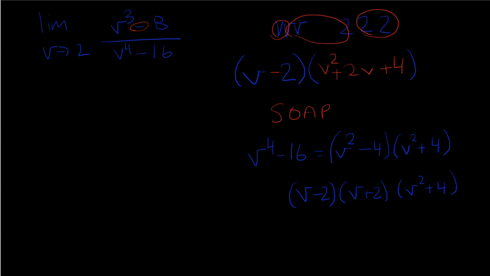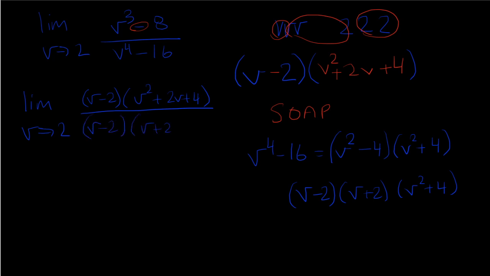So let's take all of this and plug it back in here. So we have the limit as v approaches 2. The top is v minus 2 times v squared plus 2v plus 4. The bottom now turns into v minus 2 times v plus 2 times v squared plus 4. The v minus 2's cancel. And now I can plug in v equals 2.